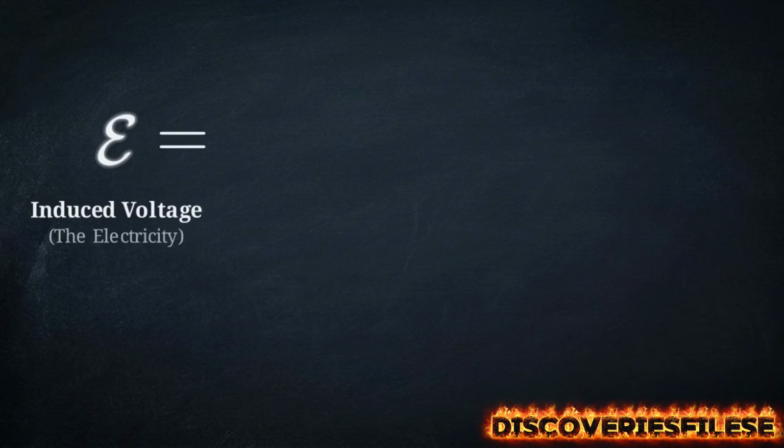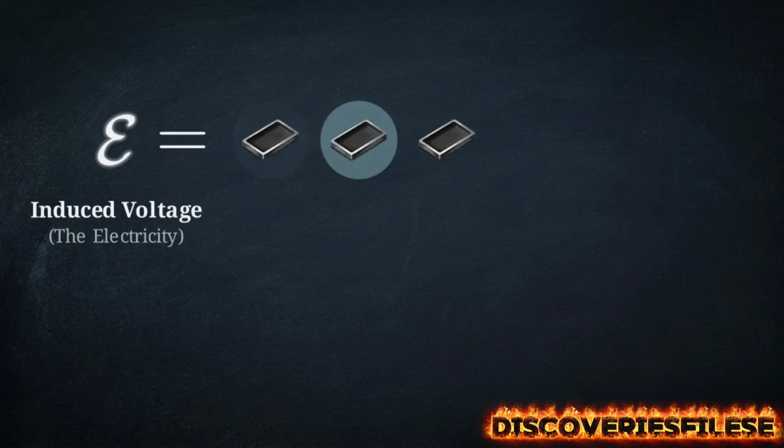This symbol represents induced voltage, the raw electrical push we are trying to generate. To get a stronger electrical push on this side, we need to carefully assemble the variables on the right side of the equal sign. First, what are we actually pushing with?